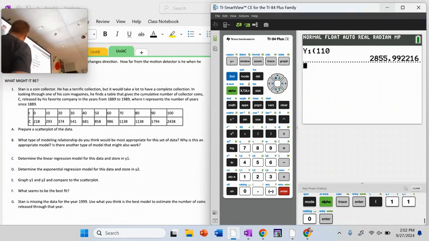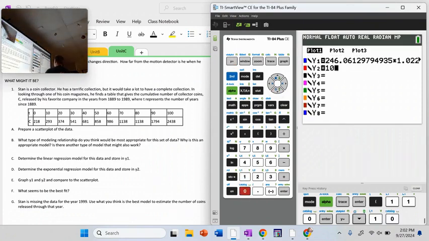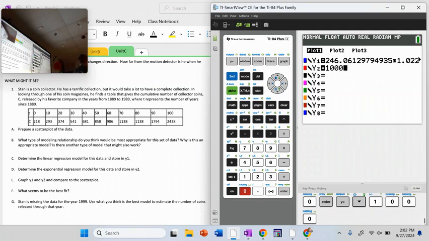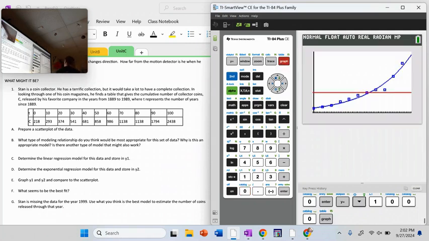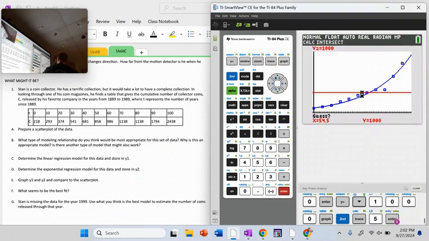Here we go. When would you have about 1,000 coins? Let's just make up something. Well, is that input or output? What's 1,000 coins? Output. That's a Y value. So again, we're enabling the bums that don't watch videos. You put y2 equals 1,000, and you find what between these two? The intersection. So then second, calculate, 5 intersect. Enter, enter, enter. You have to enter 3 times.